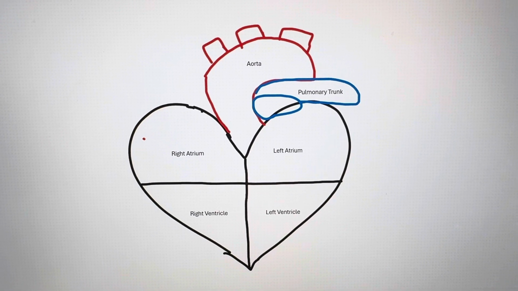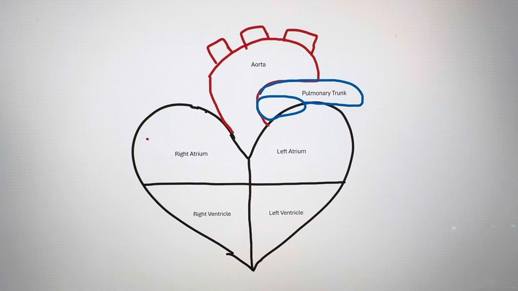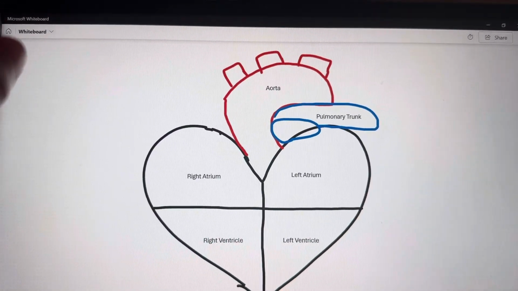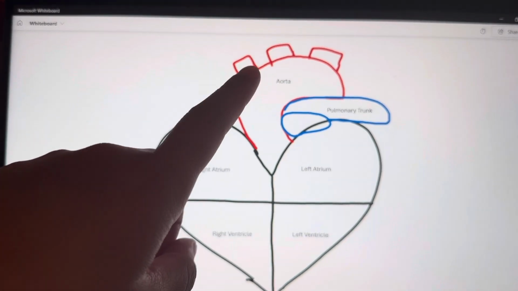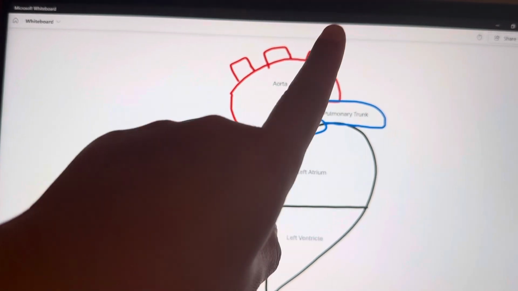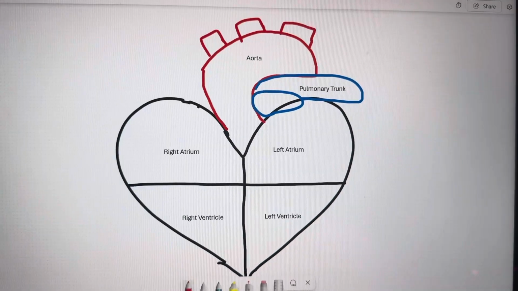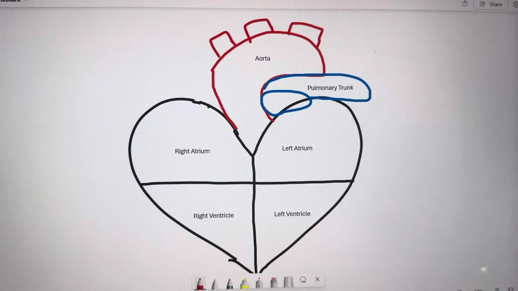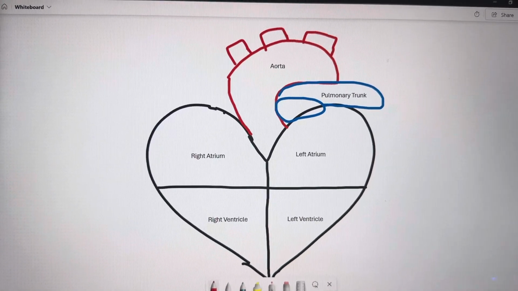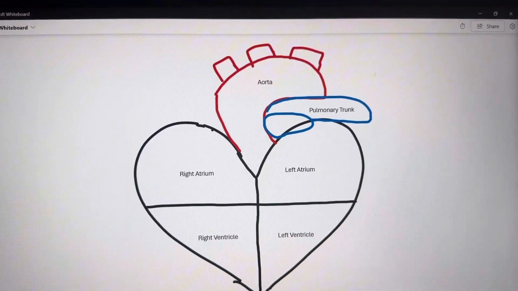In this video, we will be going over the coronary arteries and veins. So, first things first, we know that the O2 blood travels through the aorta and goes through these three branches in order to supply the body with oxygen. Yet, we also need to know that it needs to supply the heart because it's also an organ and a muscle that keeps us alive.